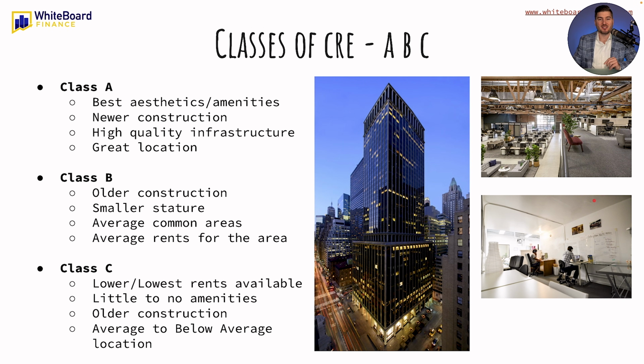So let's talk about some different classes of commercial real estate. I'm going to talk about A, B, and C. I'm not going to get into the war zone properties like D, E, F, things like that. We're going to stick to the A, B, and C. So with Class A, these are going to have your best aesthetics for amenities, and this applies to pretty much every aspect of commercial real estate. I'm going to be using office space for this example just because most people are familiar with it.